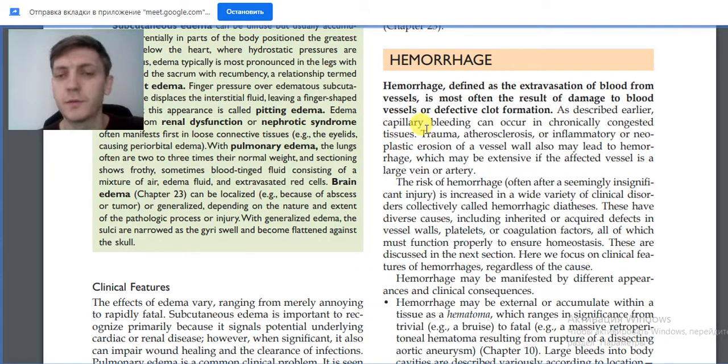we have different types of hemorrhage. They might be capillary bleeding, present in chronically congested tissues. They might also be caused by trauma, atherosclerosis, which we will discuss next semester, inflammation, or neoplastic erosion. Neoplastic erosion of the vessel wall may lead to a hemorrhage, which may be extensive in an affected large vein or artery.